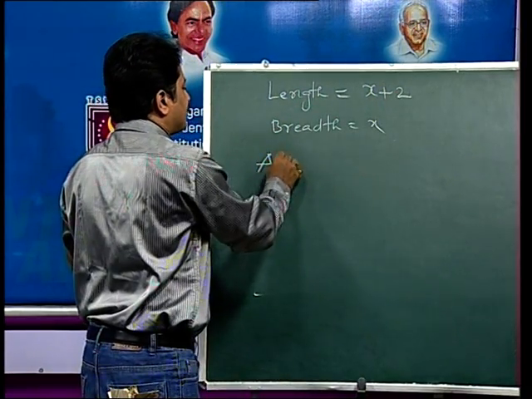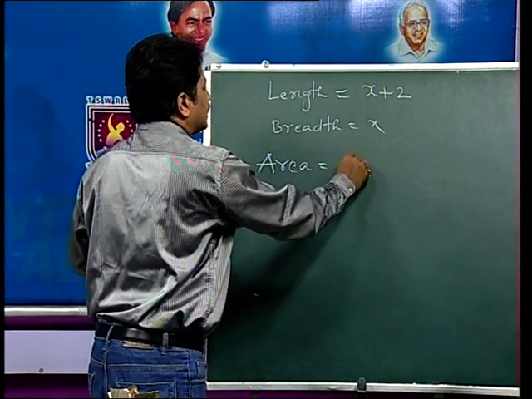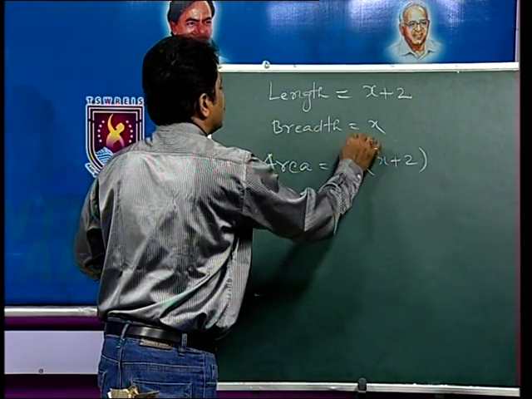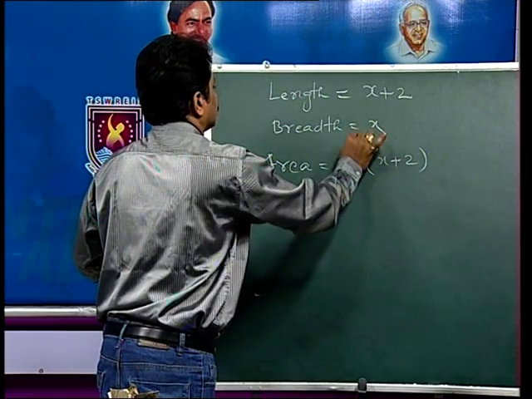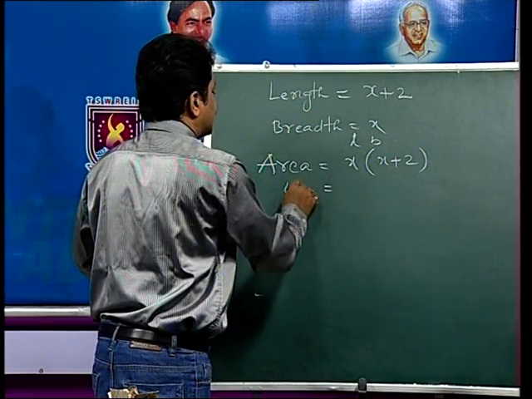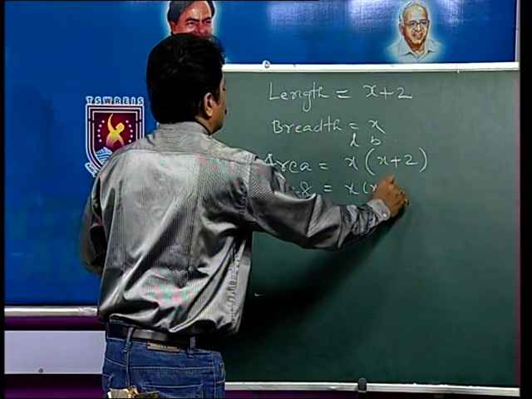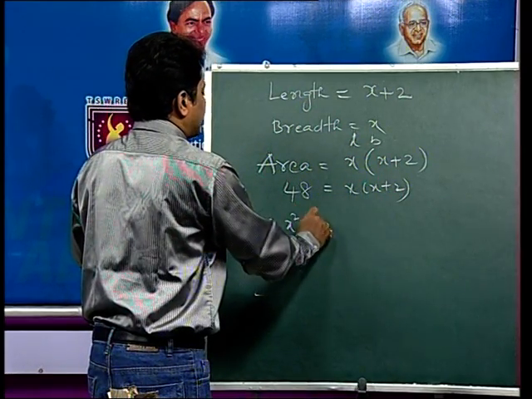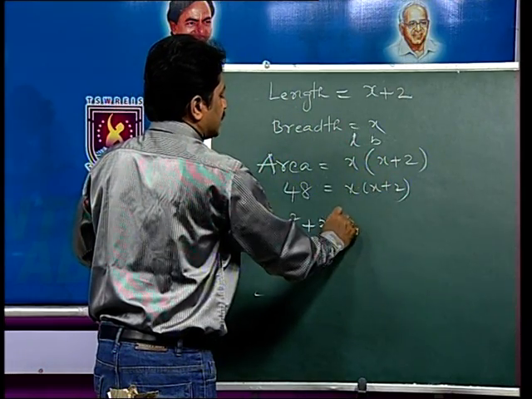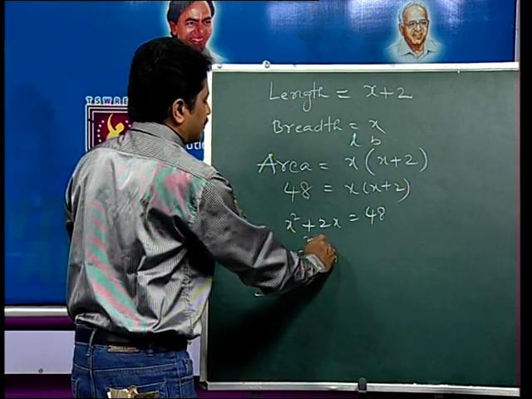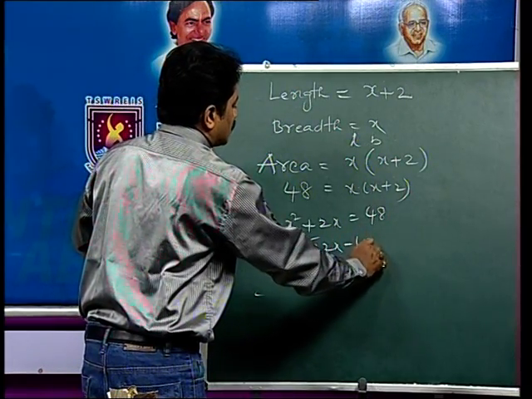And what is the area of a rectangle? You know that the area of a rectangle is length into breadth, so x times 2x. And the given information is 48. So, otherwise you can write it as x square plus 2x equal to 48. You have a quadratic equation: x square plus 2x minus 48 equal to 0.